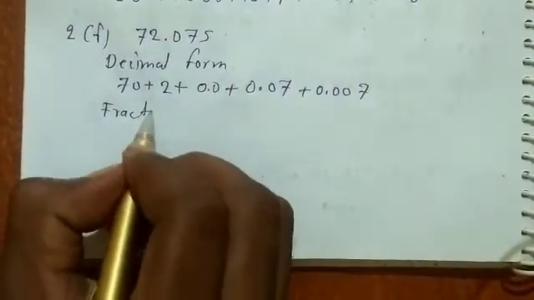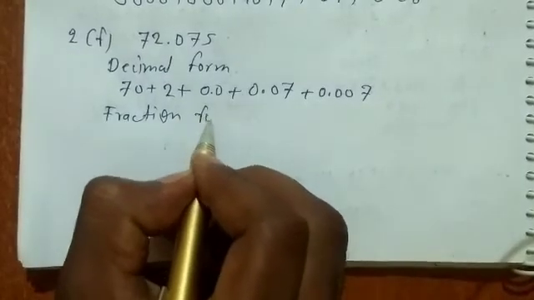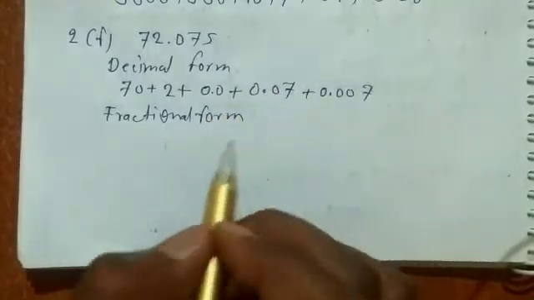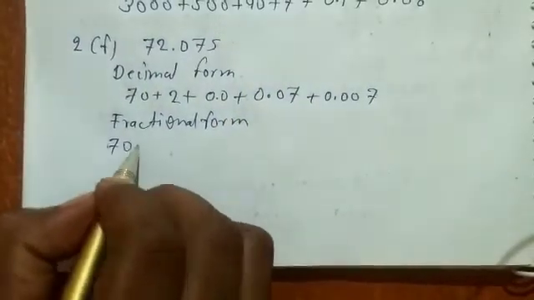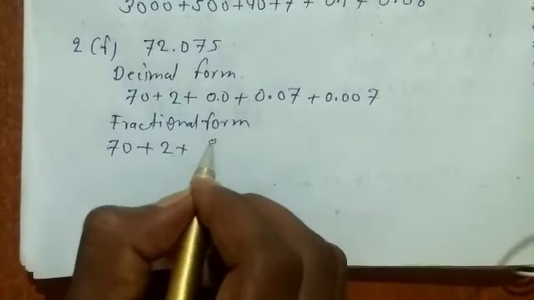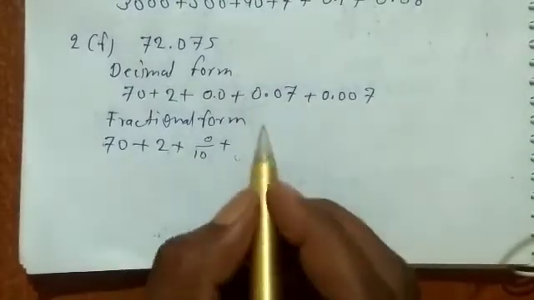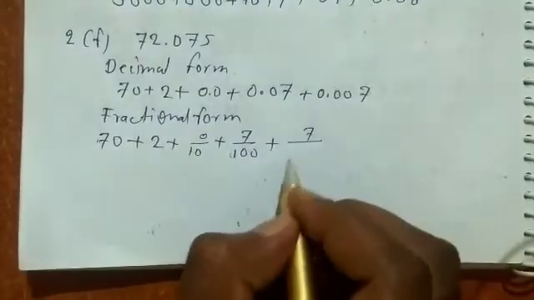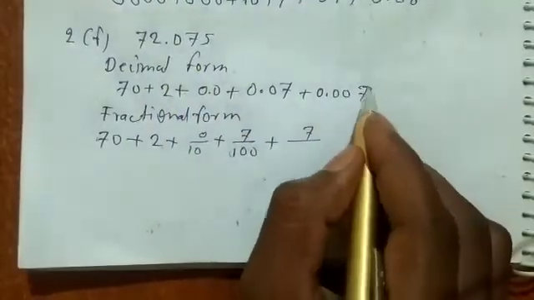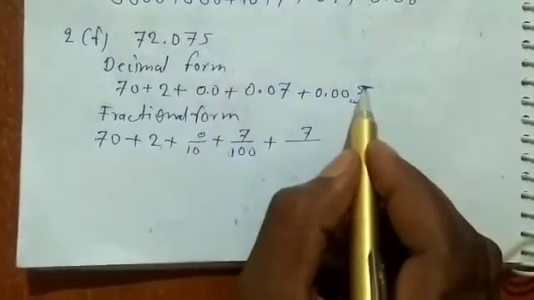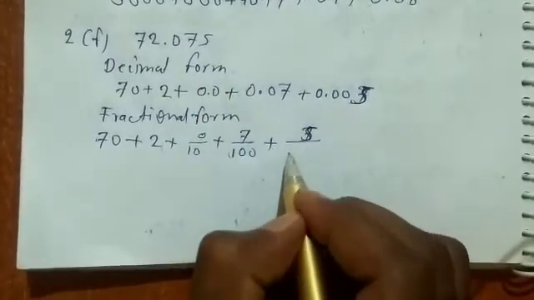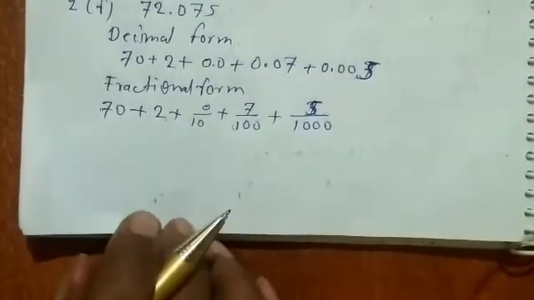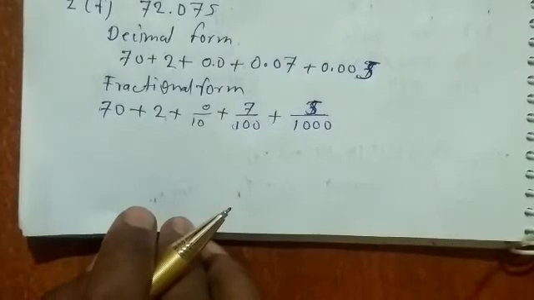In the fraction form for part F, it will be 70 plus 2 plus 0 upon 10 plus 7 upon 100 plus 5 upon 1000. This is the expanded form. Another part, part G, you can solve by yourself.